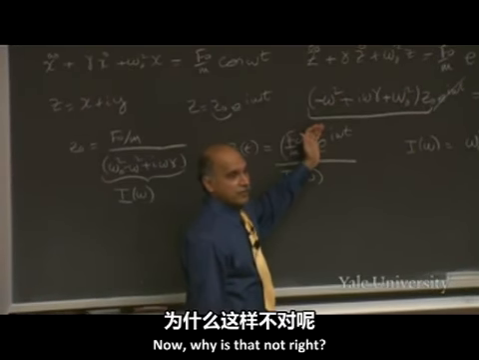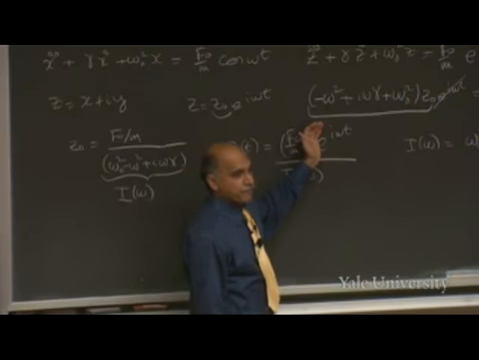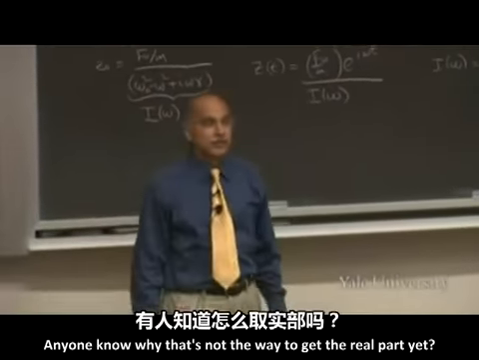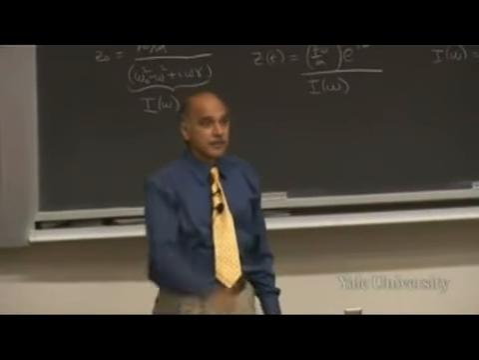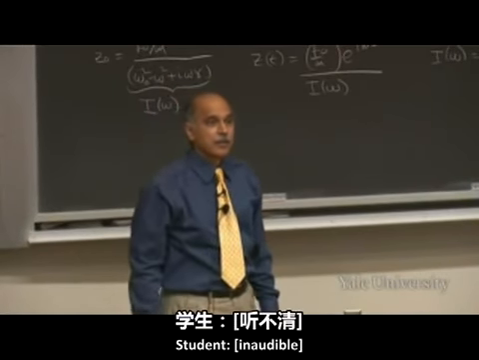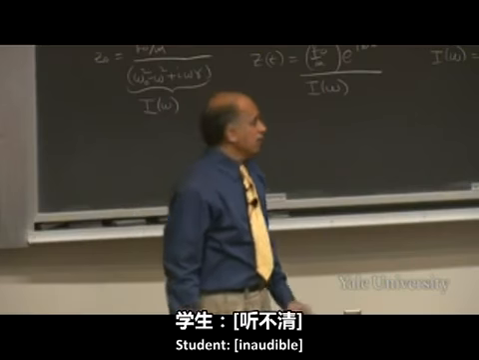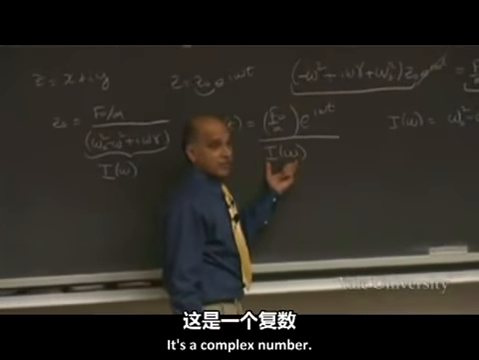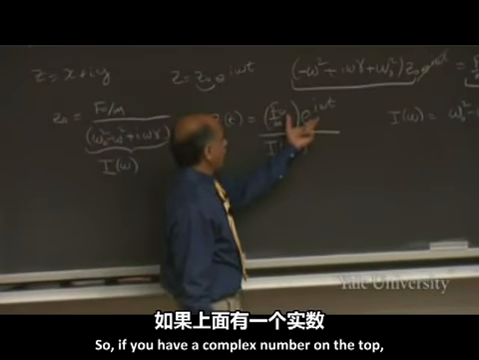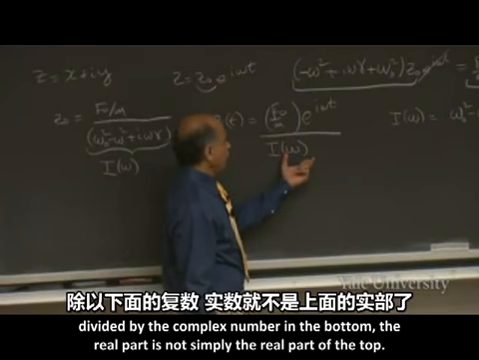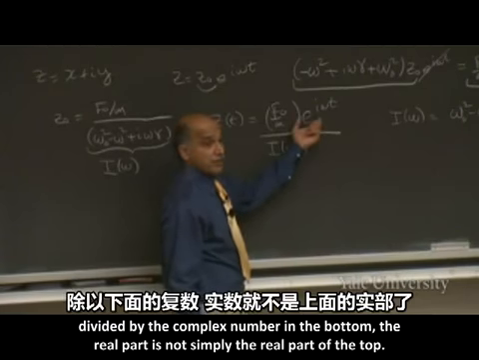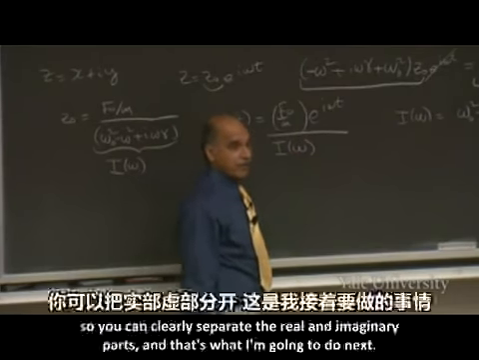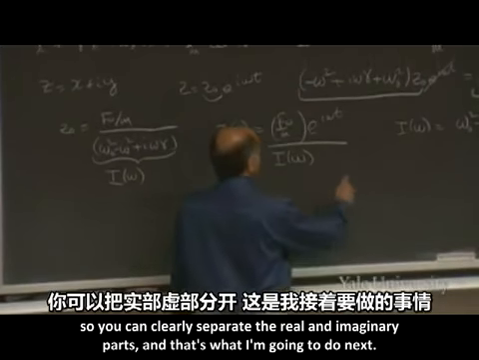Why is that not right? Anyone know why that's not the way to get the real part? Yes. This number downstairs is not a real number. It's a complex number. So if you have a complex number on the top divided by a complex number in the bottom, the real part is not simply the real part of the top. You've got to write the whole thing so you can clearly separate the real and imaginary parts. And that's what I'm going to do next.